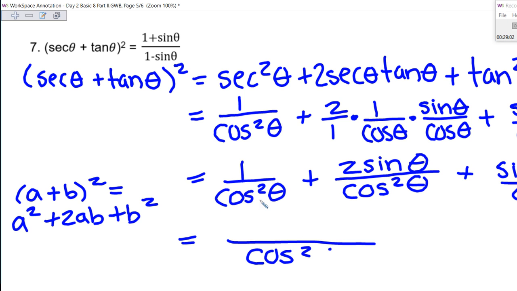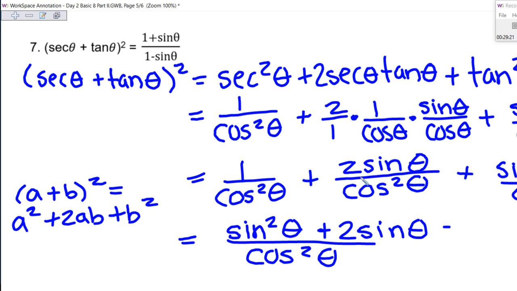And when I add the 3 numerators together, I'd have 1 plus 2 sine theta plus sine squared of theta. I'm going to write it in standard form, so the highest power first. So put the sine squared first. So this would be sine squared theta plus 2 sine theta plus 1.